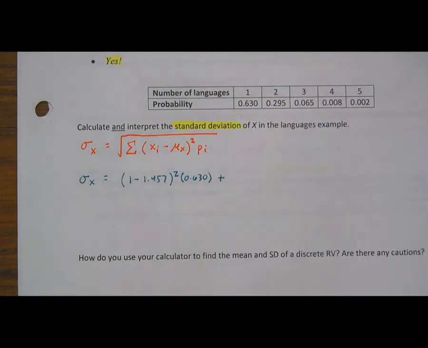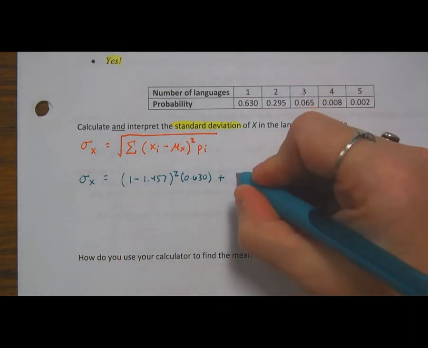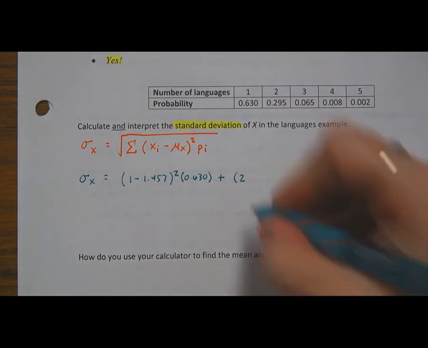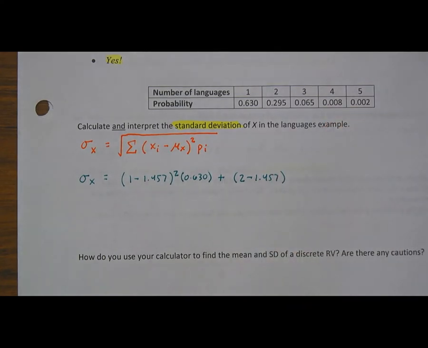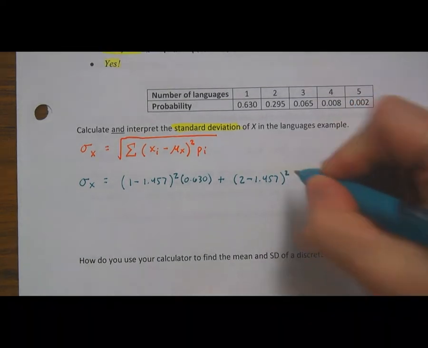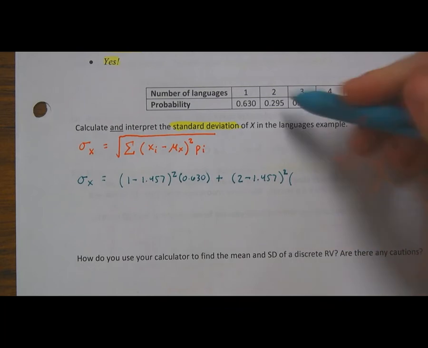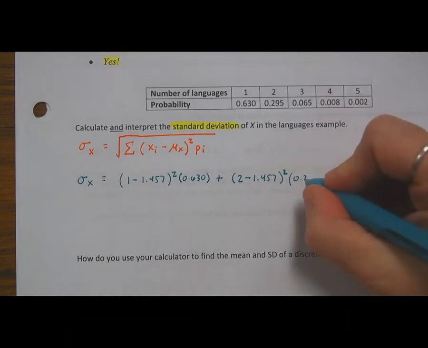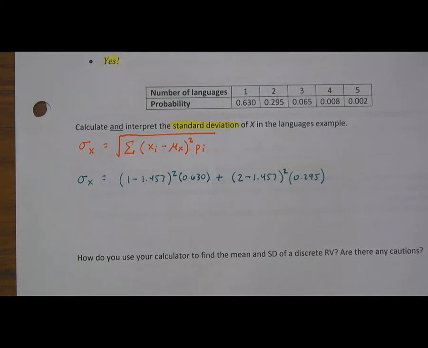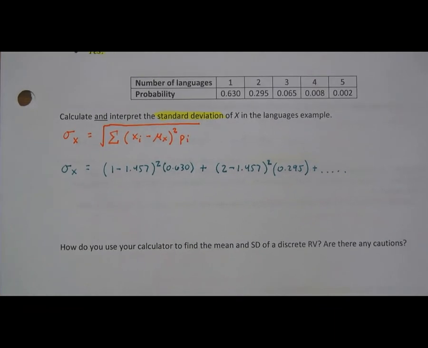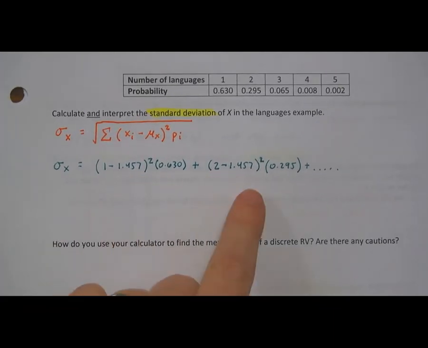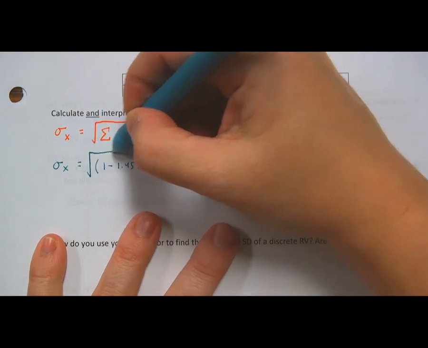Then I'm going to add that to the next value, which is 2 languages spoken. I'm going to see how far away that is from the average of 1.457. When I say see how far away it is from, that's why I'm subtracting. I'm finding the difference. I've got to square whatever that is and multiply it by its probability, which is 0.295. Now, here is where you're allowed to just put a ... on the AP exam. You're going to show at least the first couple of terms, the work. Don't forget to put a square root over it.